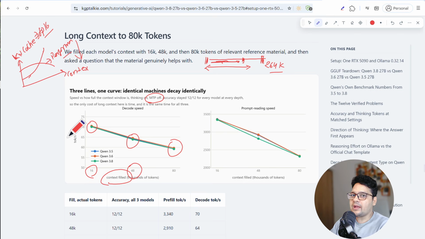And it is not just happening for one model. It is happening for all models, and consistently.